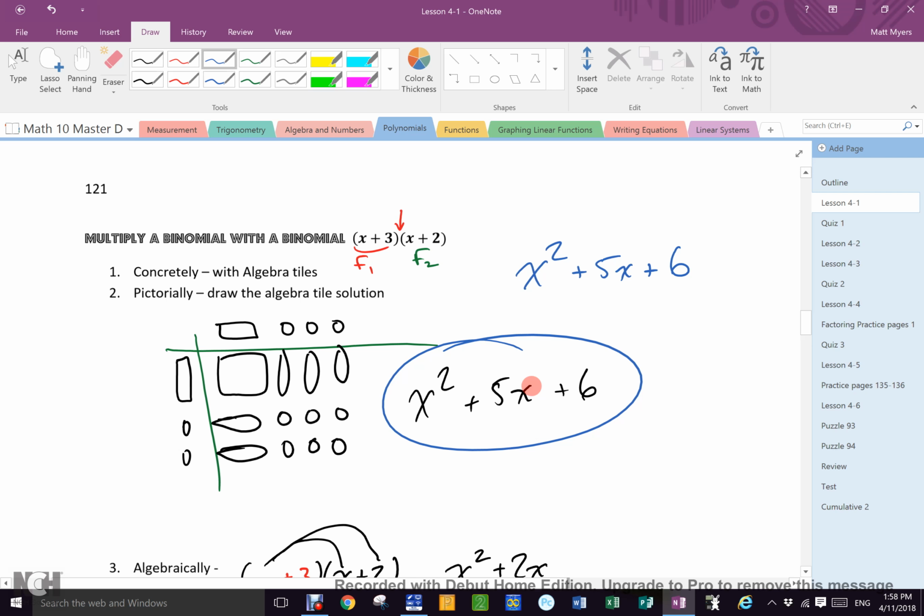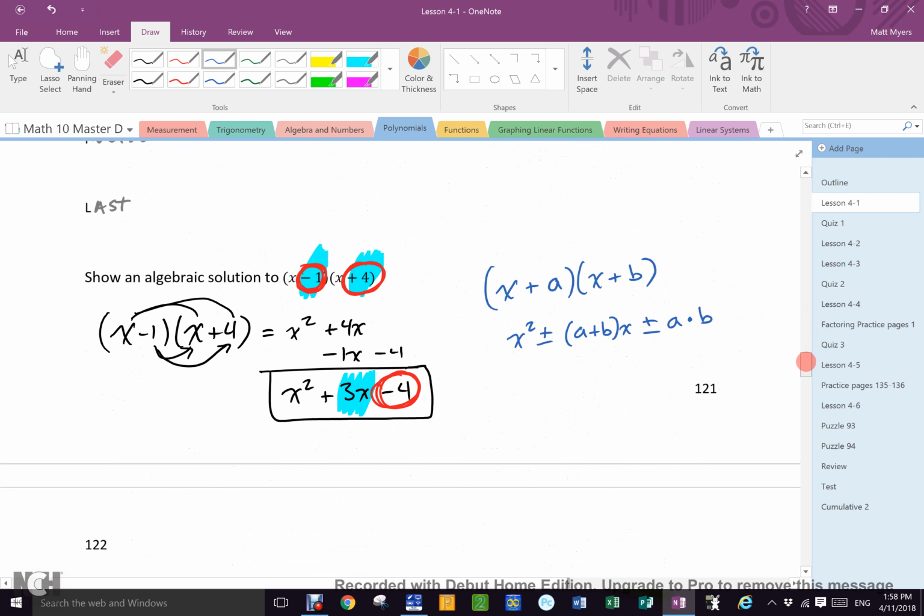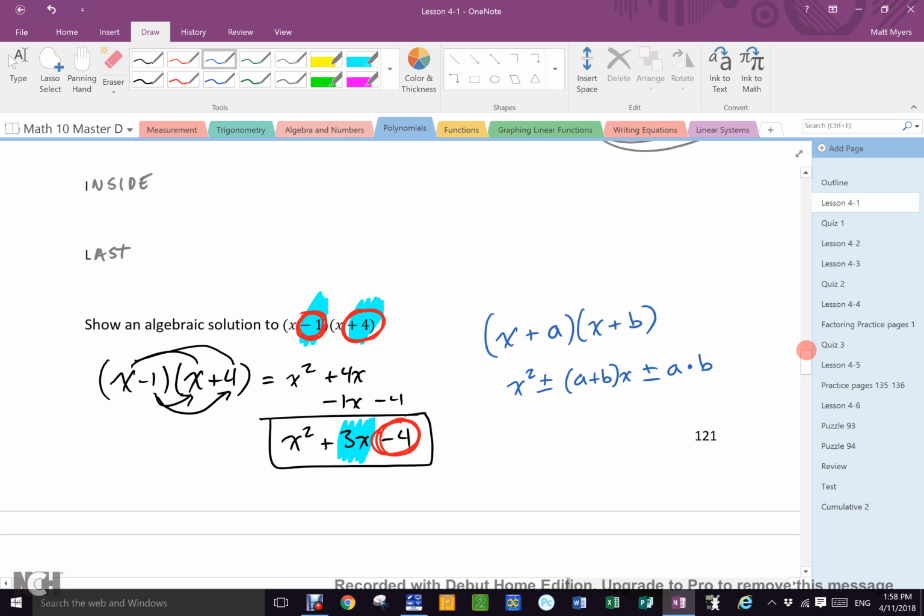Everybody understand? When does it work? No! Only when the first variable has no coefficient. So could I do it with this? Q plus 2, Q minus 5. Could I work it there? Why? Because there's no coefficient.